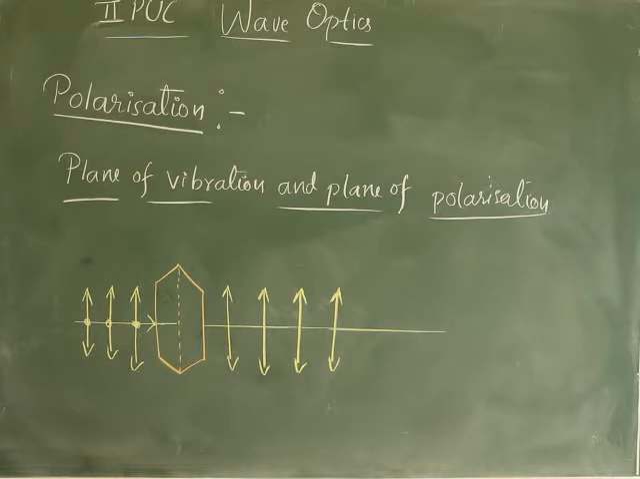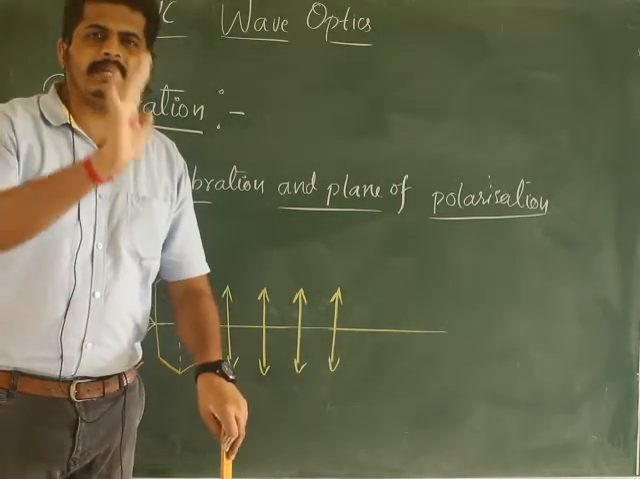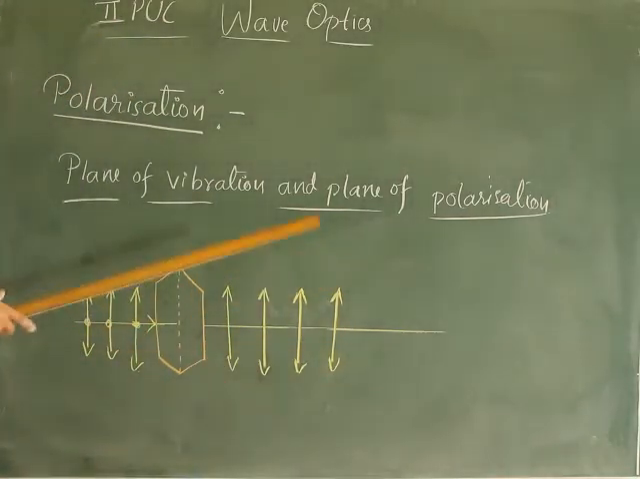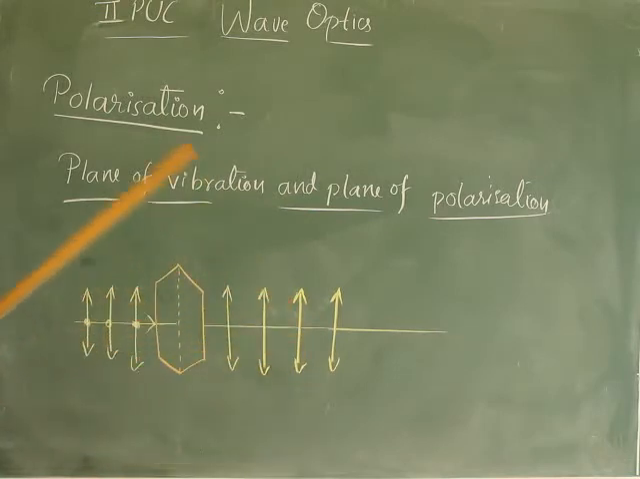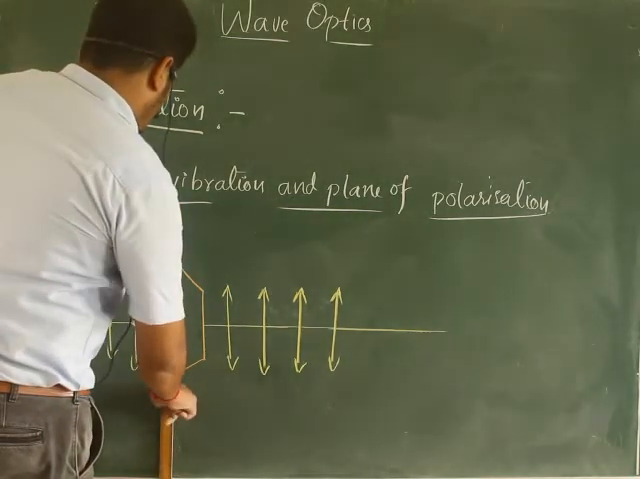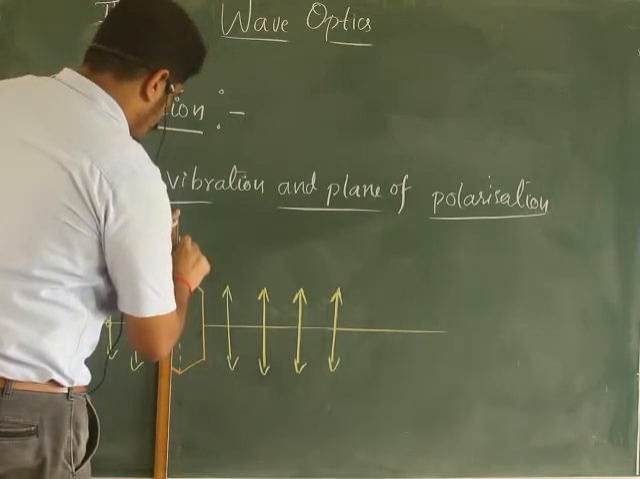Okay, so now what is plane of vibration is the question. Plane of vibration means it is a plane in which vibrations of light are present after polarization. Okay, so what is that? Look here, this vertical plane itself is the plane of vibration. That I will show like this, okay, using colored chalk.